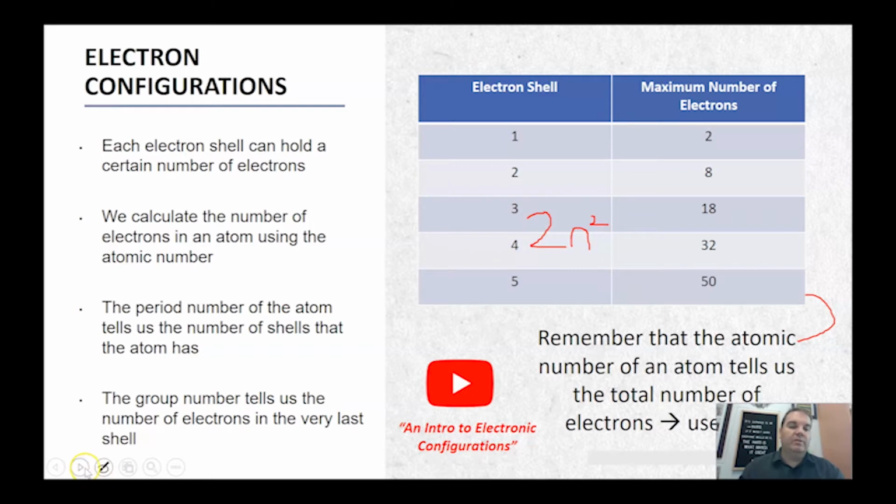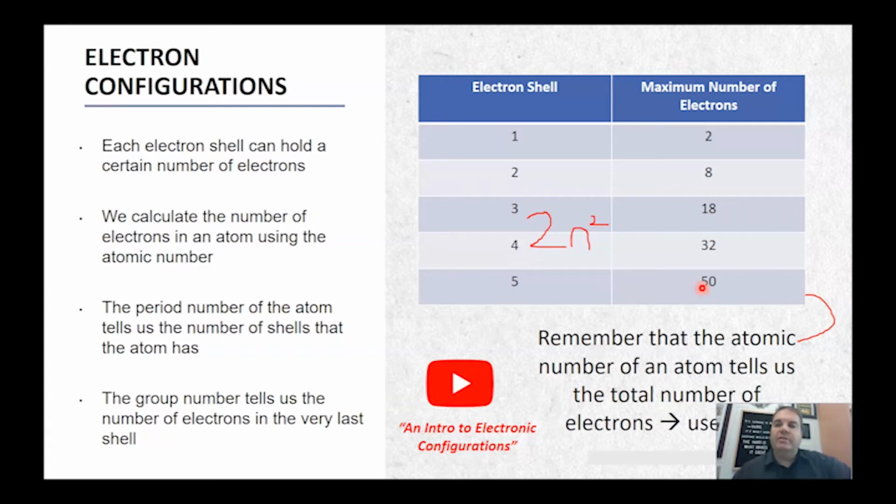So for the 2n² rule, we're going to use the shell number. For electron shell 1, 1 squared is 1, times 2 gives us the maximum number of electrons that we can hold in that shell. As you go down to the 5th shell, 5 squared is 25, and 2 times 25 tells us that the 5th shell can hold a maximum of 50 electrons. That's important to remember when you're first working out what we call the simple electron configuration.